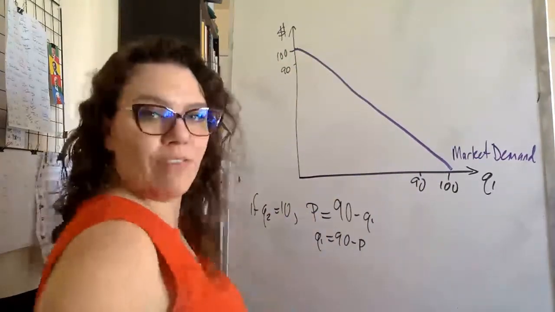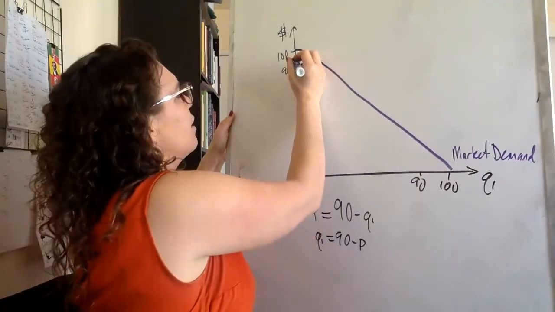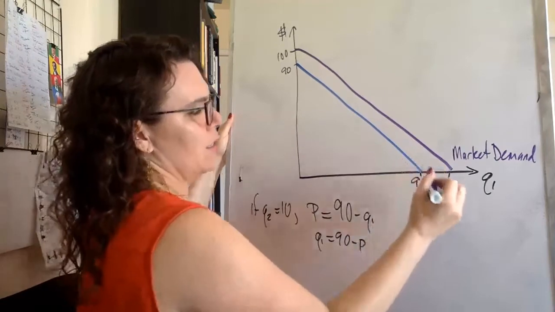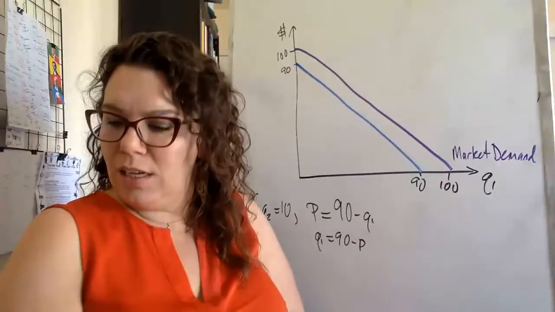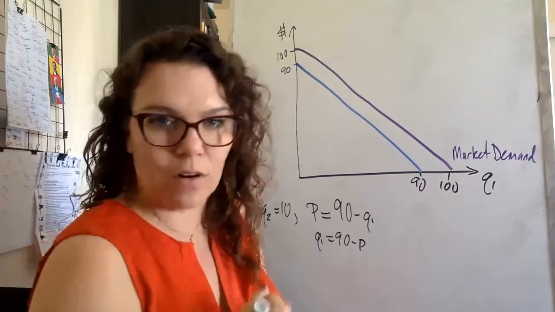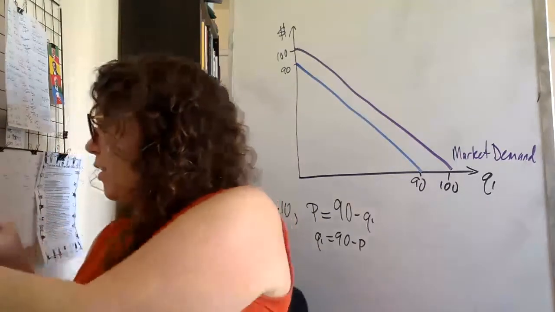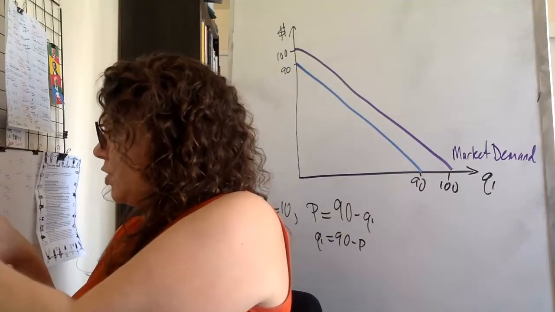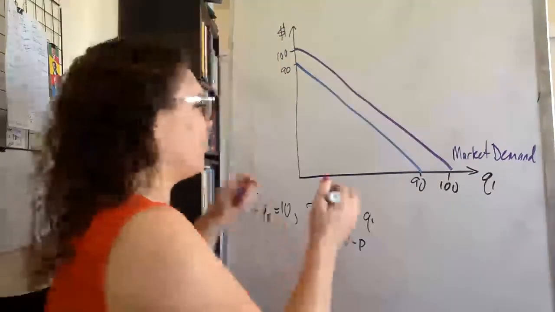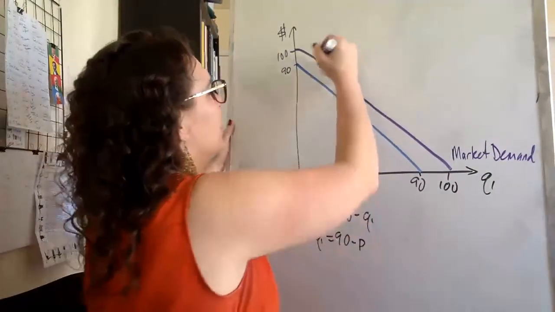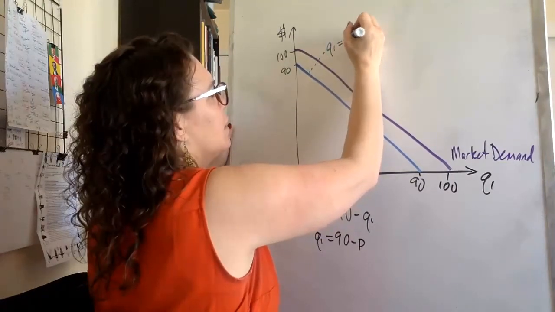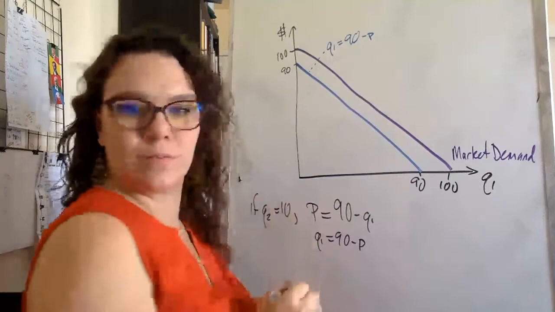And I'm going to graph it in blue because I calculated it in blue, and I feel like that just makes sense. So that is the demand for firm 1, given that firm 2 produces Q1. So that's Q1 equals 90 minus P, right?